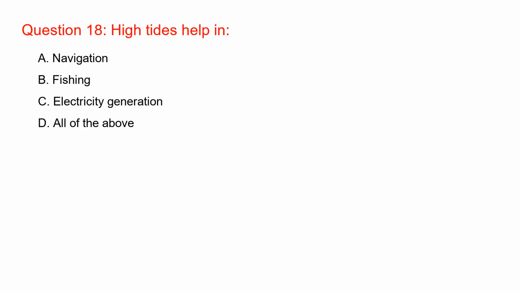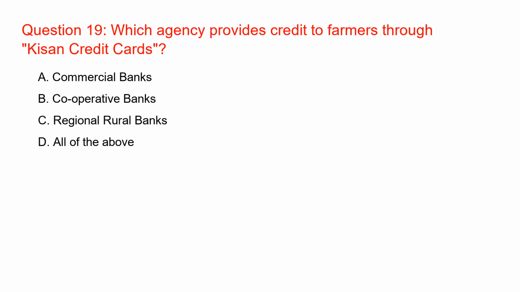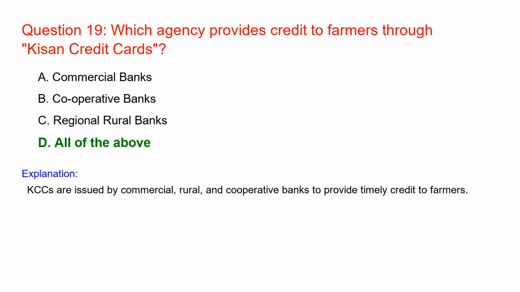High tides help in all of the above. High tides raise the water level close to the shores, helping ships enter ports. Which agency provides credit to farmers through Kisan credit cards? All of the above. KCCs are issued by commercial, rural, and cooperative banks to provide timely credit to farmers.